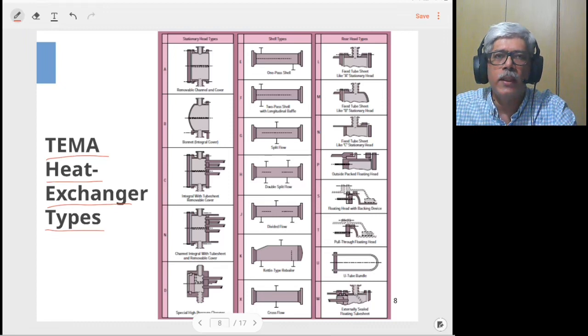So if you look into any drawing or design report of a heat exchanger, you will find that the TEMA type would be mentioned. This TEMA type consists of three letters. The first and last correspond to the type of the head at the beginning and at the end, and the middle letter corresponds to the shell construction, the type of shell that that particular exchanger has.